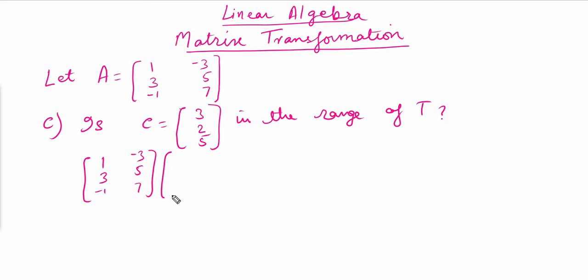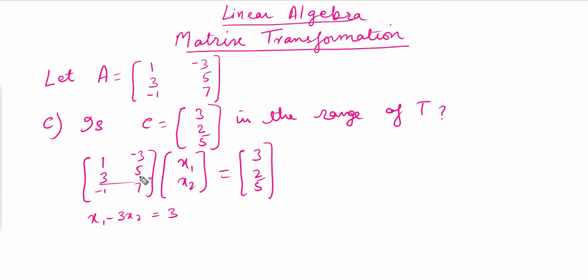So if we multiply matrix A with, let's suppose, a vector x1, x2, and we will get (3, 2, 5). From here I'll make the simultaneous equations, and if the solution of those simultaneous equations is possible, then this image (3, 2, 5) is in the range of T, otherwise it's not in the range of T. So let me just write down quickly the simultaneous equations. It will be 1x1 minus 3x2, so I'll write it as x1 minus 3x2 equals 3.